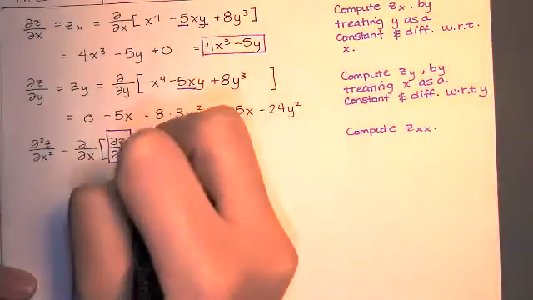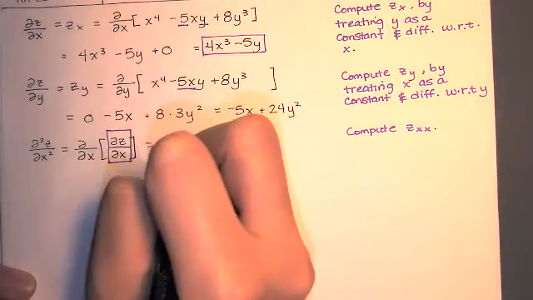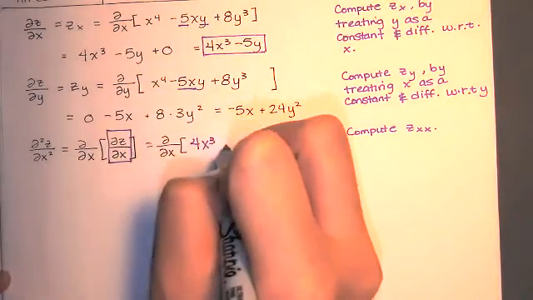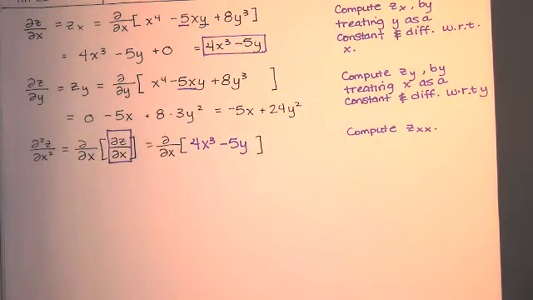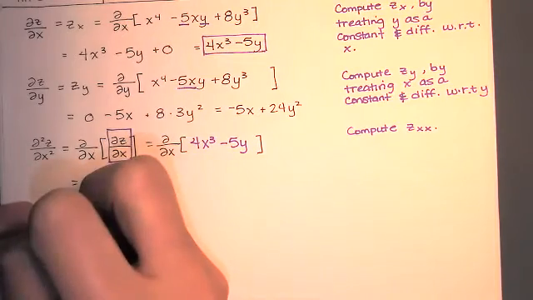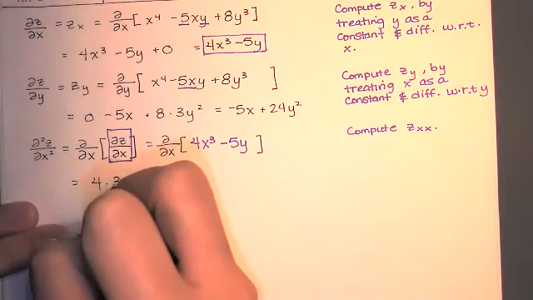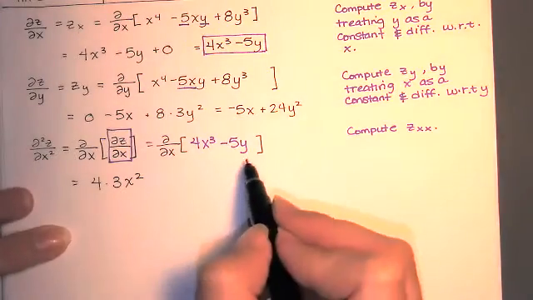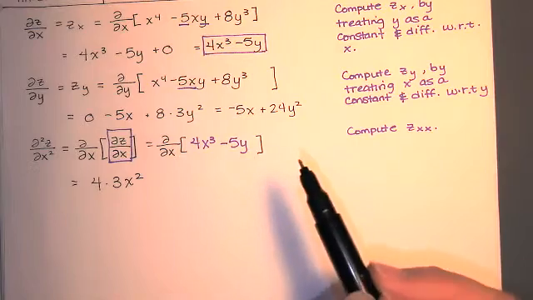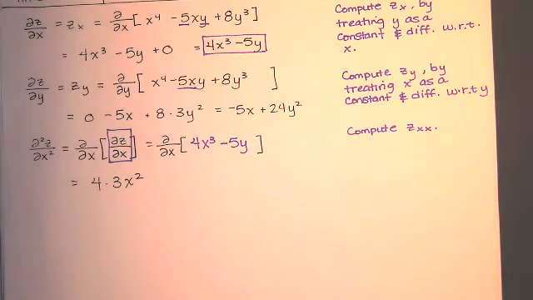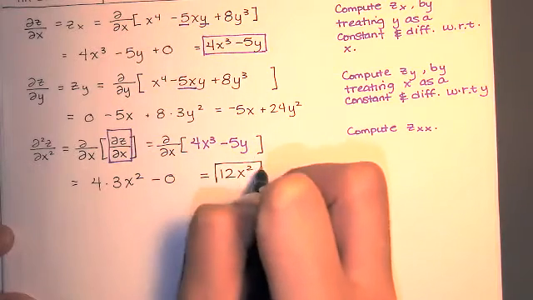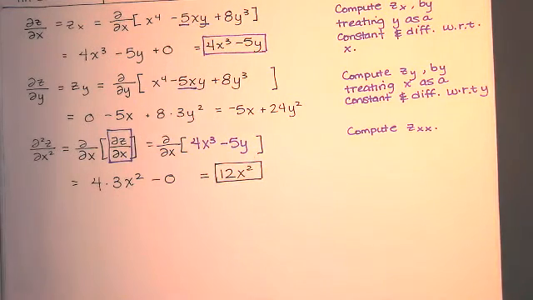So I've got the derivative with respect to x of that first partial of z with respect to x, which is 4x cubed minus 5y. The derivative of 4x cubed with respect to x just comes from using the power rule. So you've got 4, then you bring the power down, multiply by x to the 1 less power. And then the derivative of negative 5y, well, if y is a constant, and we are taking a partial derivative, so you're treating y as a constant, the derivative of that constant with respect to x is 0. So we just get 12x squared, and that is the first answer that WebAssign wants.